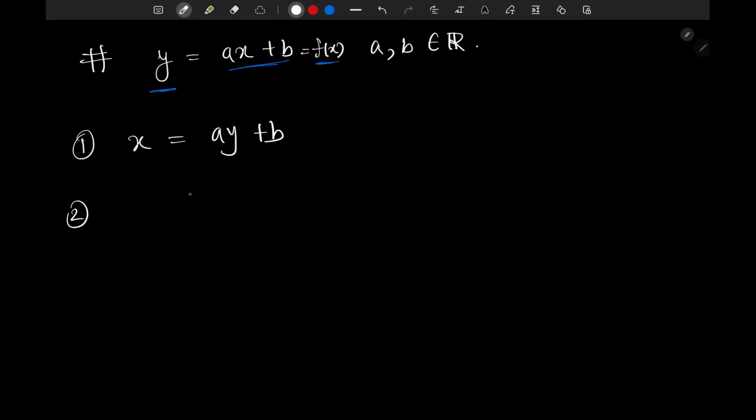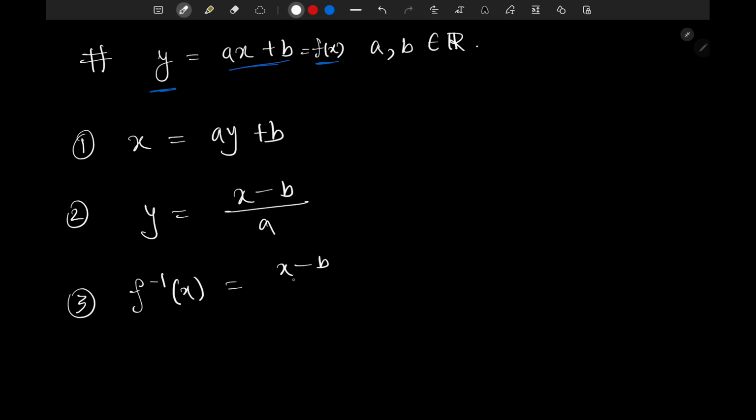The second step, we solve for y in terms of x. So that will give you (x minus b) divided by a, right? And in the third step, instead of y, you write f inverse of x, and say, oh, this is the inverse of this function f of x. Now this is the claim. This is what we did in 3 steps. Now I want to check whether the very definition that I gave for inverse function holds or not.